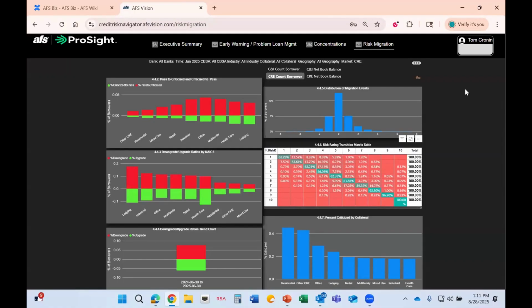And we're going to start with lodging. And I'm going to start with the pass to criticize, criticize to pass. And I'm just going to click on lodging. And let me bring it back. Oh, give me a second.